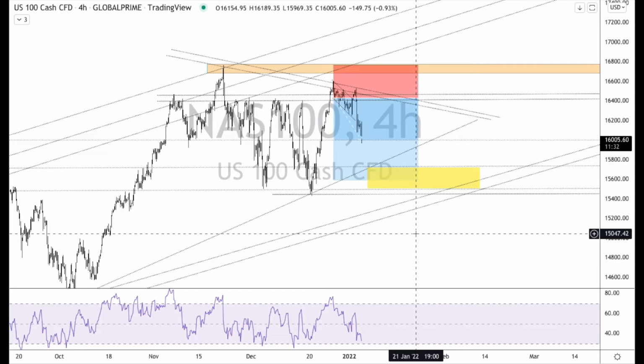Okay, so we had two big news items today, right? The first one was the ADP non-farm employment change. The forecast for that was 405,000, so 405k. That was the forecast, and what actually came out was good. It was 807k. And the previous month, December, came in at 505k.